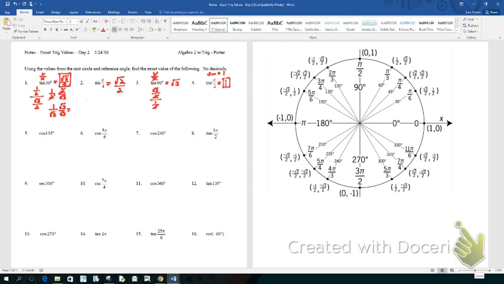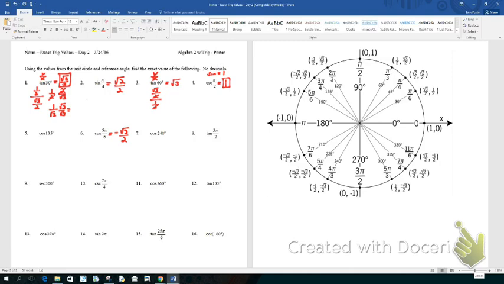So 5 pi over 6 is given to us in radians. We need to look at our unit circle and find 5 pi over 6. Cosine is our first value. Again, since it's cosine, it's one that we can just identify, and that's going to be negative root 3 over 2.